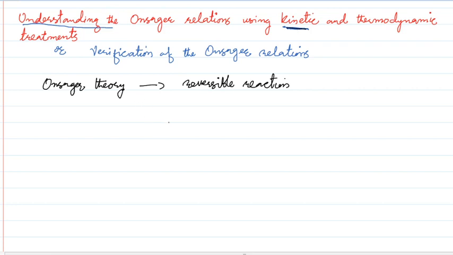Suppose the reaction is given by, suppose A is in equilibrium with B, and K1 is the forward rate constant and K minus 1 is the backward rate constant for this reversible reaction. Okay, so first we will apply this kinetic treatment here.